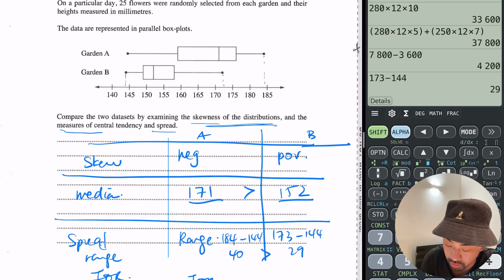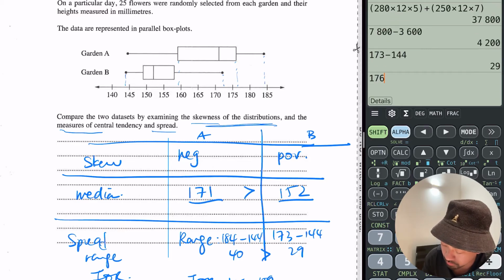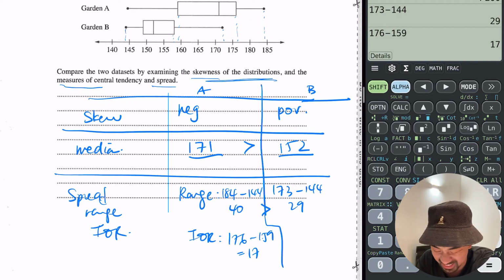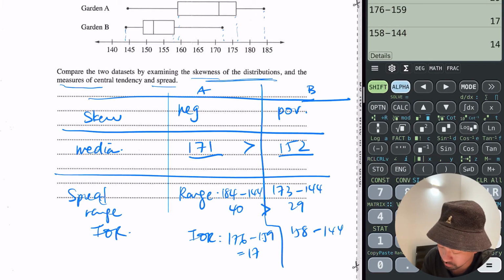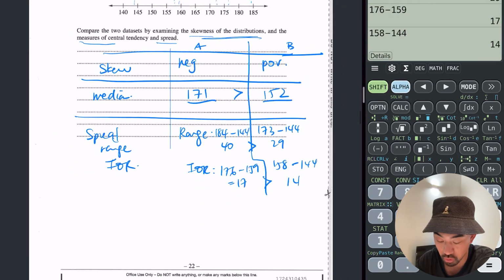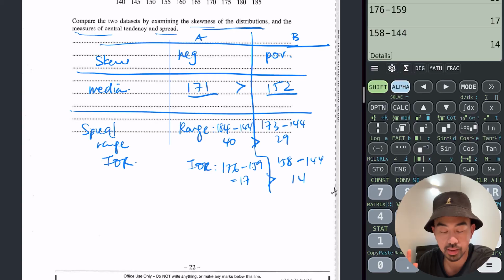And what's the interquartile range? So interquartile range is 176, take away 159. So that's about 17. And then what's it on this side? This one's about 158, I'm going to say. Take away 144. That's 14. So once again, the range and interquartile range is greater for A.